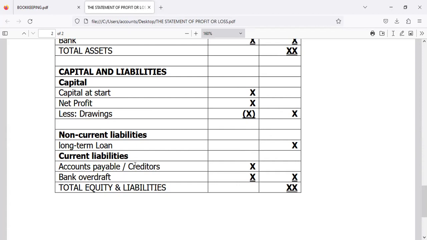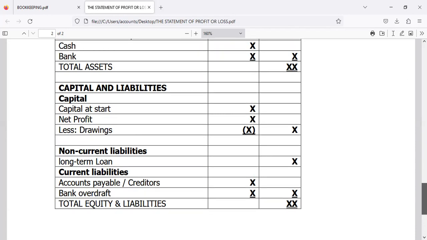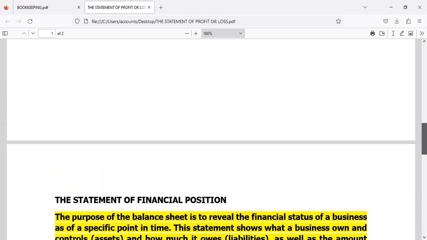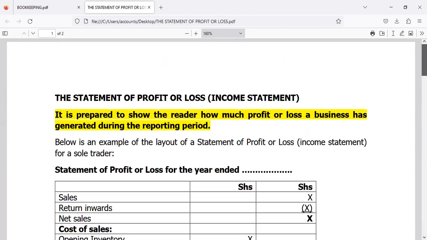Then you move to the current liabilities, where we have the accounts payable, creditors, bank overdrafts, etc. You add them. So you add your current liabilities with the non-current liabilities and capital. Then you get total equity and liabilities. So you have to learn these formats of the balance sheet and the income statement, and understand what comes after the other. And of course, we'll do that through question practice and reading.